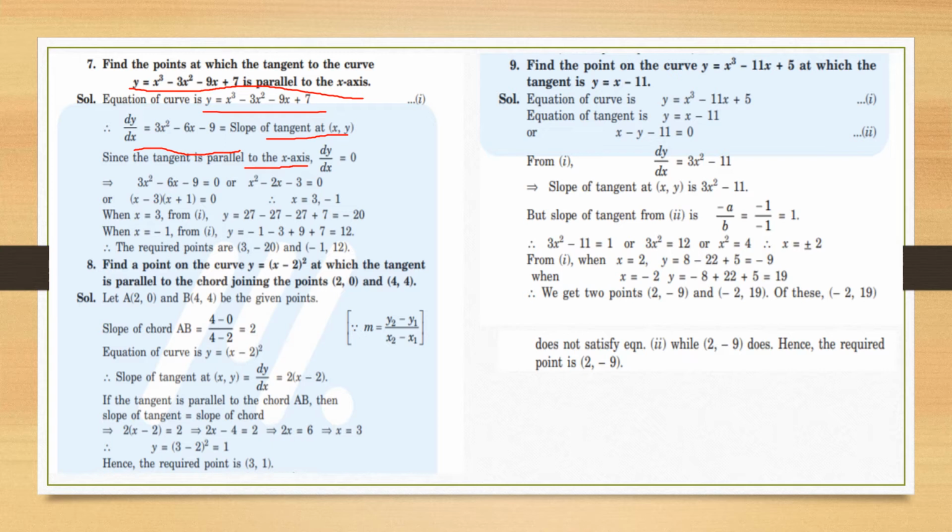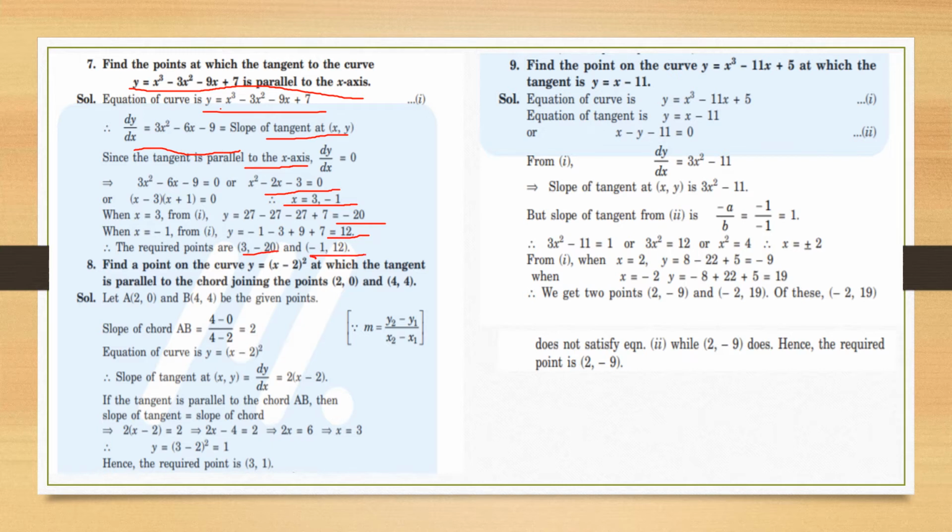So that means, since the tangent is parallel to the x-axis, this dy by dx is equal to 0. From here I'll get a quadratic equation, and on factorization I'll get x as 3 and minus 1, and the y value can be calculated from here. So when x is 3, y is minus 20, and when x is minus 1, y is 12. So I get the points (3, minus 20) and (minus 1, 12).